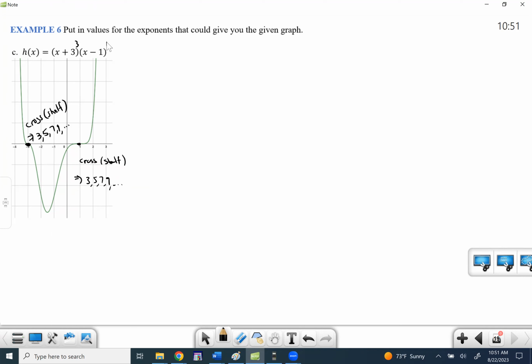So that is it for example 6. We're working our way into being able to graph some polynomials, and we have all of the pieces now. We know what the right end is doing, what the left end is doing. We know where it crosses the x-axis and how it behaves when it crosses that x-axis. So we've got the ends and the middle now.